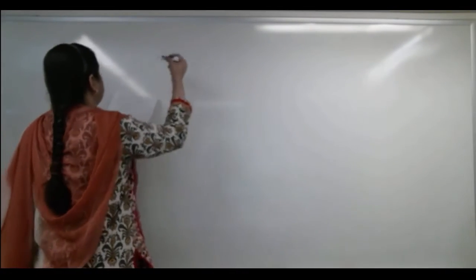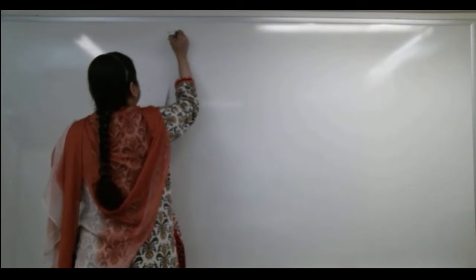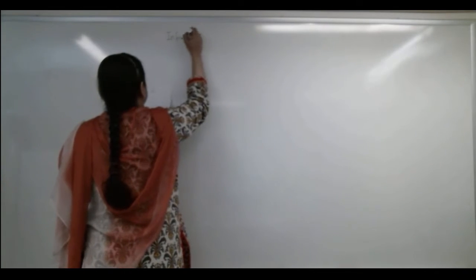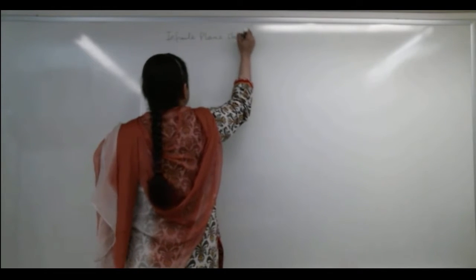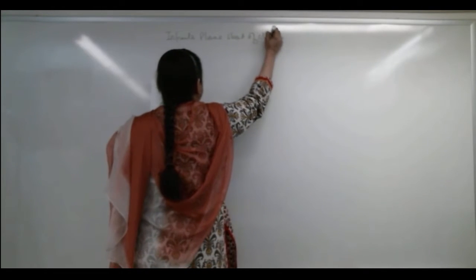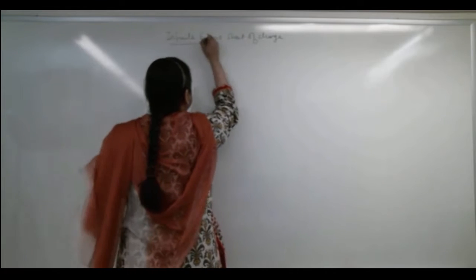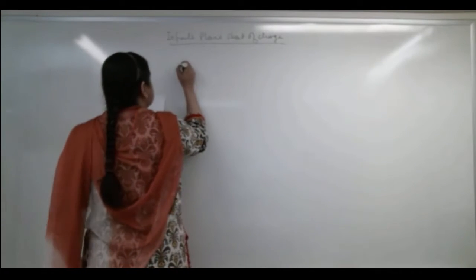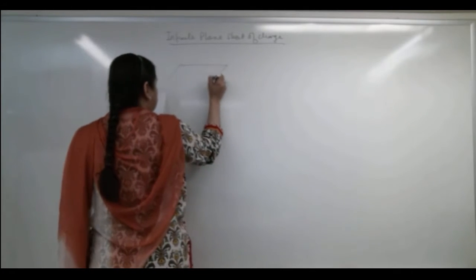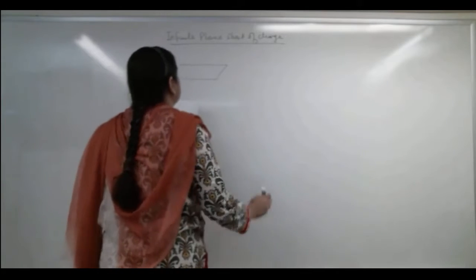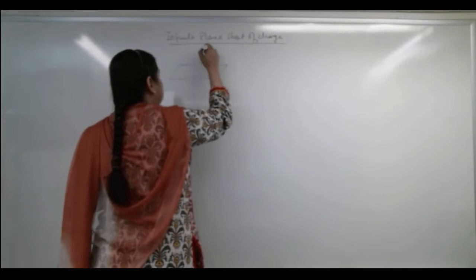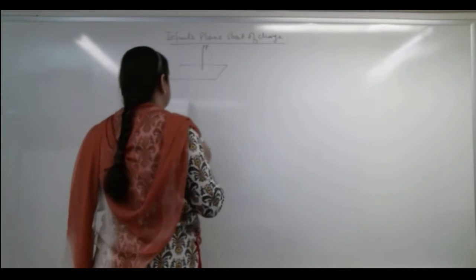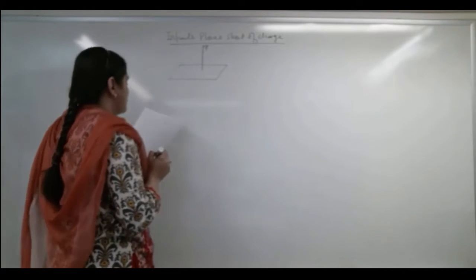Next, we will talk about an infinite plane sheet of charge. Now, how do we handle this? So let's say we have a sheet of charge, and we have to find the electric field at point P above it, right? So it's going to be above this sheet. Now, how do we do this?